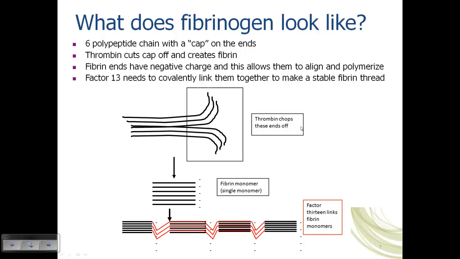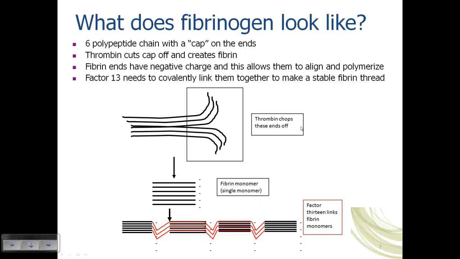So, when prothrombin, factor 2, is activated into thrombin, it's going to cut off these little caps on the ends of fibrinogen, shown here in the middle of the screen with the box around them. And you'll see that I have written thrombin chops these ends off. If you follow the arrow down, you'll see what remains are just fibrin threads.